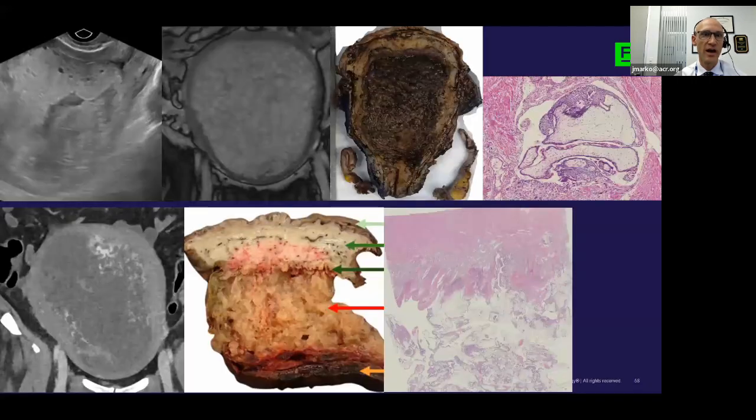Okay, so here's our summary slide showing this beautiful example of an invasive complete molar pregnancy with the little tiny cystic spaces and hypervascular trophoblastic tissue.